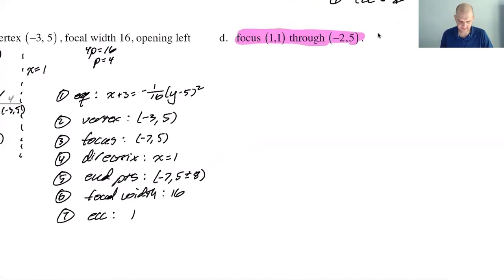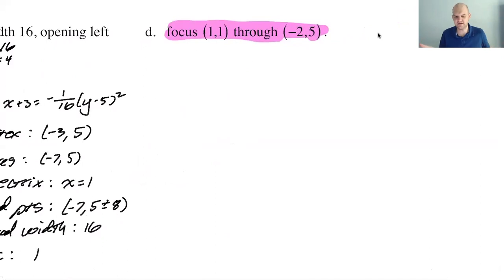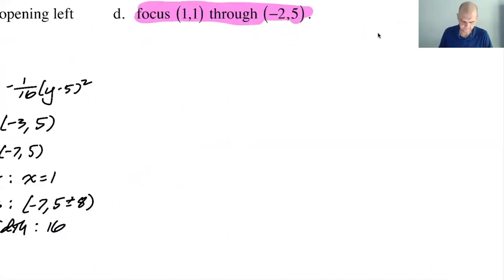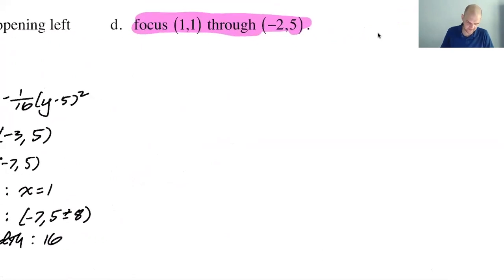The reason for that, I'm going to end up doing this on a separate page, so I don't know if you want to copy this here or whatever. It's up to you. The reason that it's more complicated than you might be thinking is that if this is (1, 1), that's the focus. And then (-2, 5) would be kind of up here.